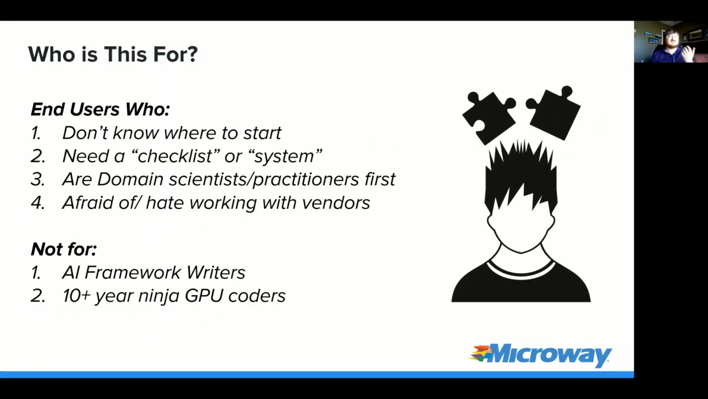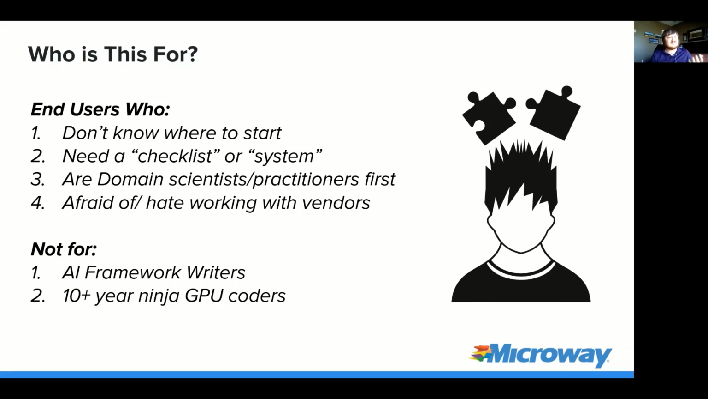So, who is this presentation for? This is for the type of end users who don't know where to start, need a checklist or a system for how to select this next piece of AI hardware. If you're a domain scientist or a practitioner first, and this pesky hardware stuff is a necessary evil. If you're afraid of or you hate working with vendors, well, this is for you.